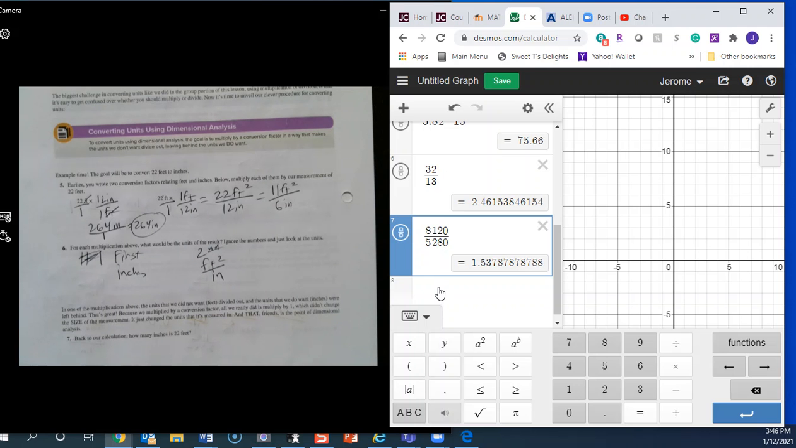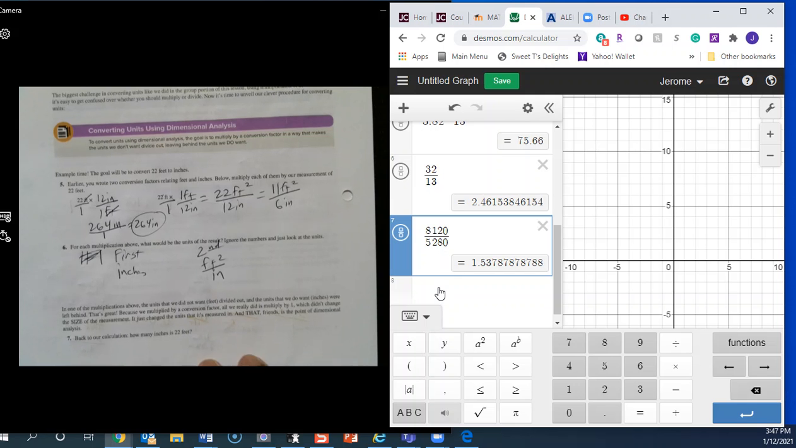It says in one of the multiplications above, the units that we did not want, feet, divided out, and the units that we do want, inches, were left behind. That's great because we multiplied by a conversion factor. All we really did is multiply by 1, which didn't change the size of the measurement. It just changed the units that it's measured in. And that, friends, is the point of dimensional analysis.